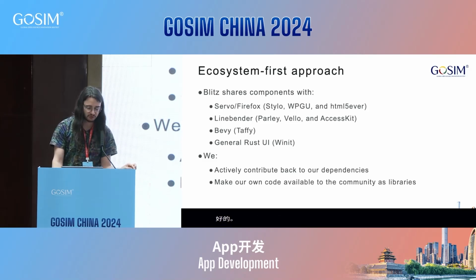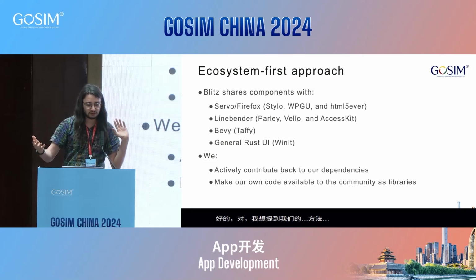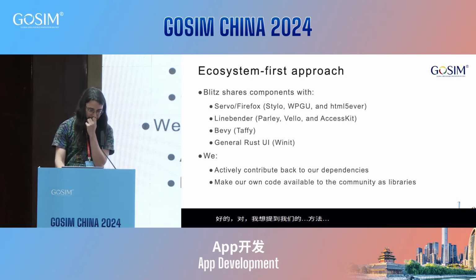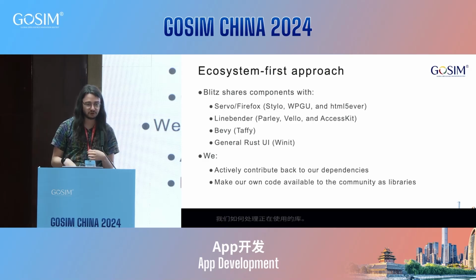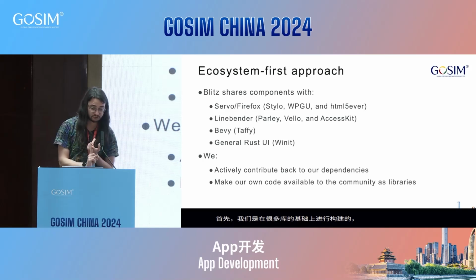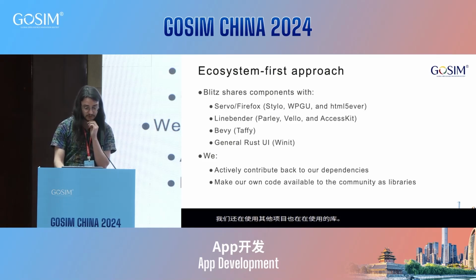Yeah, I wanted to mention our approach to how we're dealing with the libraries that we're using. To start with, we're building on a lot of libraries, and we're not just building our own. We're using libraries that other projects are also using. I mentioned we have a few dependencies from Servo/Firefox: Stylo, the style engine; also WGPU, which the Vello renderer is built on; and html5ever, which is the HTML parser from Servo.